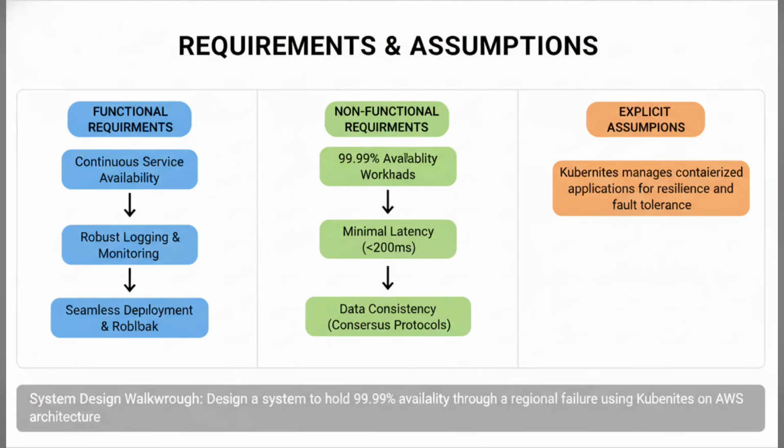Next, we have non-functional requirements. The system must achieve 99.99% availability, requiring effective fault tolerance and recovery strategies. Latency should be minimal, ideally under 200 milliseconds for user-facing applications, as delays can negatively affect user experience. Consistency is crucial, ensuring that all nodes reflect the same data state, which can be achieved through consensus protocols and distributed storage systems. Now for explicit assumptions.